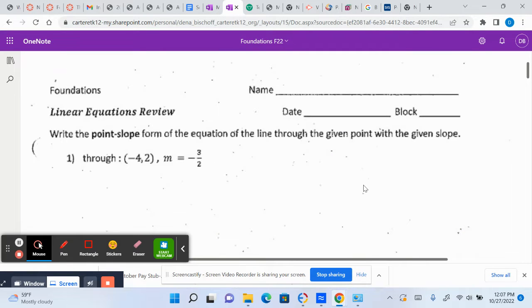Okay, so point slope form. Someone tell me what that is. I would write it down. What is point slope form?